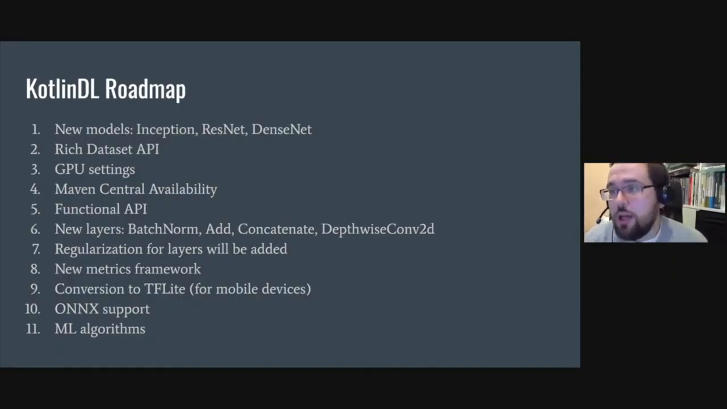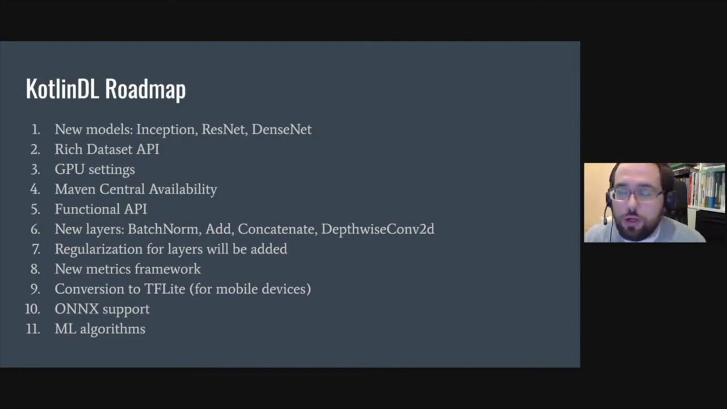A functional API will be available. You will join layers not as a sequence of layers in a list, but via function composition. It will be more interesting. New layers will be added, like batch norm, add, concatenate, depthwise convolutionals. I'm going to add regularization for layers. New metrics will be added, of course, because a few metric requests arrived in the GitHub repository.